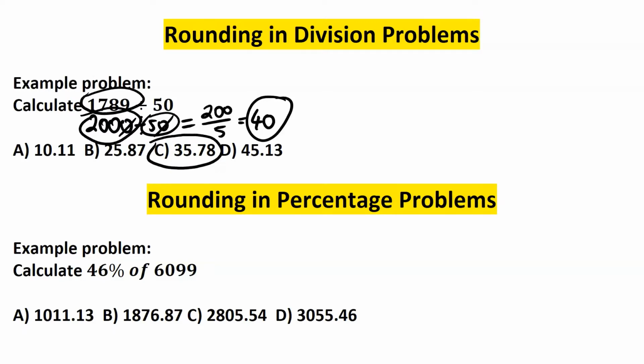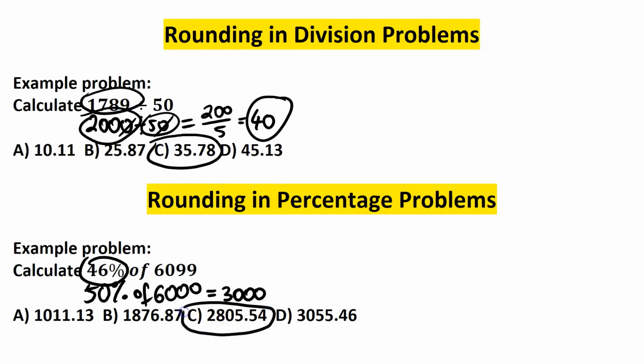Finally, in a percentage problem, 46% of 6,099, I can do some rounding. 50% of pretty much 6,000. So I did a fair bit of rounding in that percentage there. 50% of that amount would give me 3,000. I want a significantly lower percentage than that, so I'll choose the amount that's lower than 3,000.